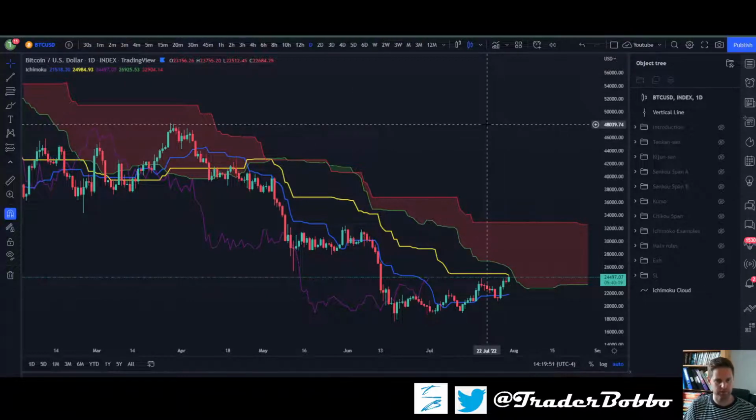Hopefully this helped with showing you how Ichimoku works, how you can backtest it using a replay tool or just manually going through it and plotting the 30 days back to see where price is, where Chikou is, and where your Tenkan and Kijun are.